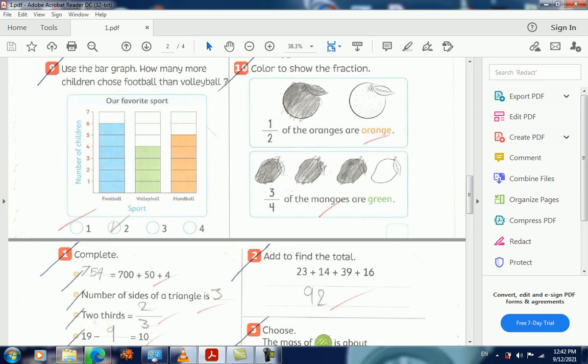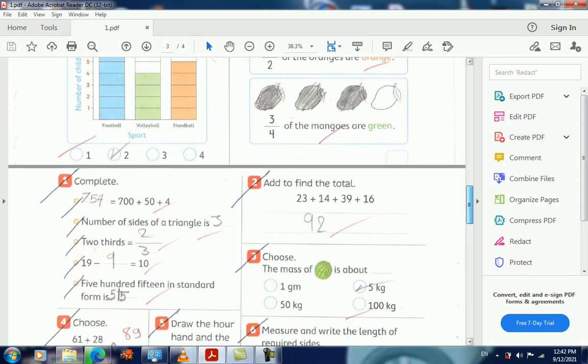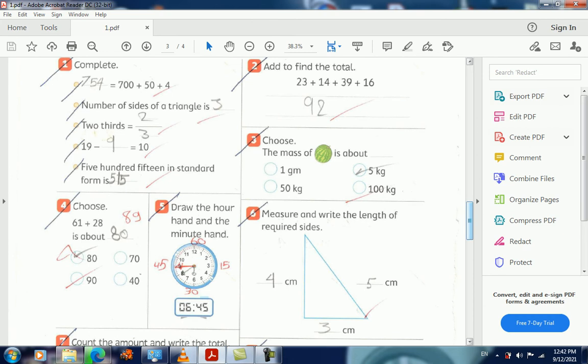Number 10, color to show the fraction. 1 over 2 of the oranges are orange. We don't have to color with the exact color. But how many do we have in the picture? We got 2 oranges there. He said 1 of 2 is orange, so we will color 1 of them. Then he said 3 over 4 of the mangoes are green. How many are drawn? We have 4 mangoes drawn. So we have to color 3 of them. Now complete.